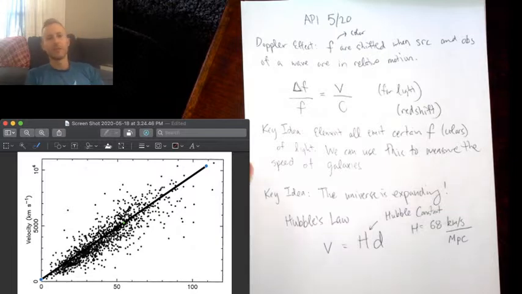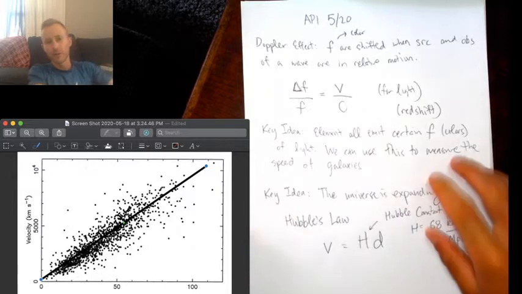So what that means is if a galaxy is 1 megaparsec away, we could expect it to be traveling away from us at 68 kilometers per second. If a galaxy is 2 megaparsecs away, we could expect it to be traveling away at twice that, so it would be 136 kilometers per second. If a galaxy is 3 megaparsecs away, we would expect it to be going away at 3 times 68, which is 204 kilometers per second. Okay?